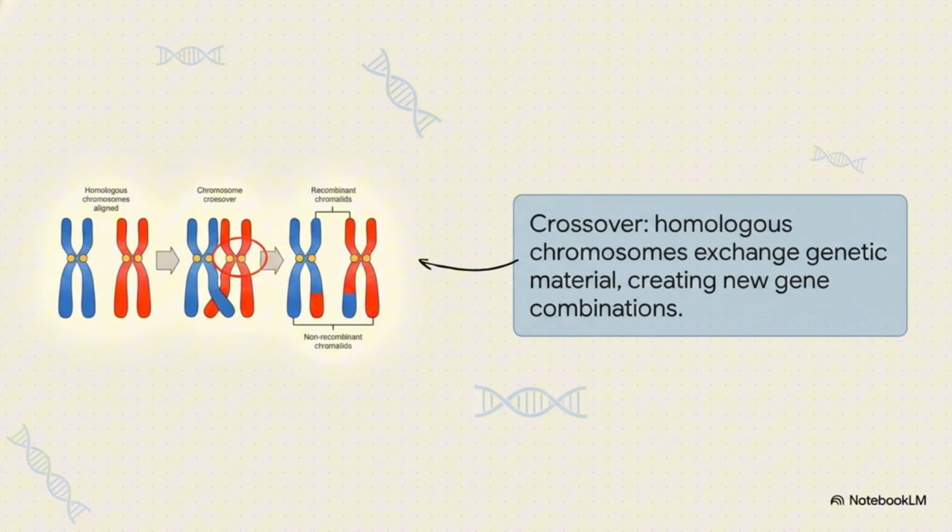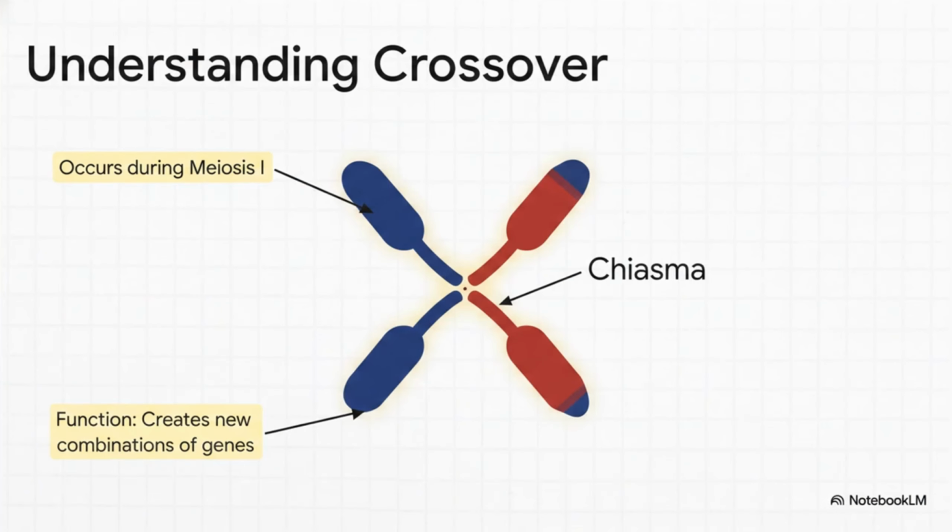And this slide right here shows what is, frankly, the most remarkable event in all of meiosis: crossover. During meiosis I, the homologous chromosomes, so one you got from your mom and one from your dad, pair up nice and close, and as you can see, they literally exchange segments of their DNA. They swap pieces. This creates brand new, unique combinations of genes that didn't exist in either of your parents. This is one of the main engines of human genetic diversity. That little X-shaped point where they connect and trade info has a specific name: the chiasma. That's where all the magic happens.